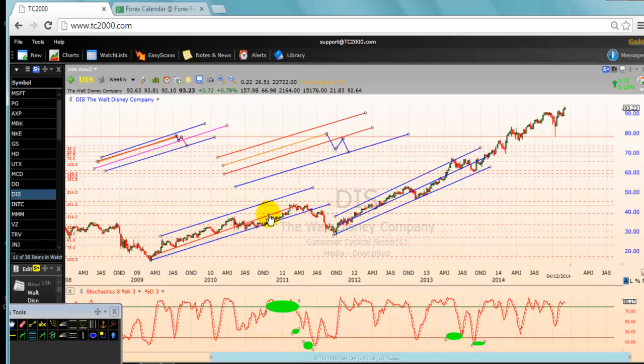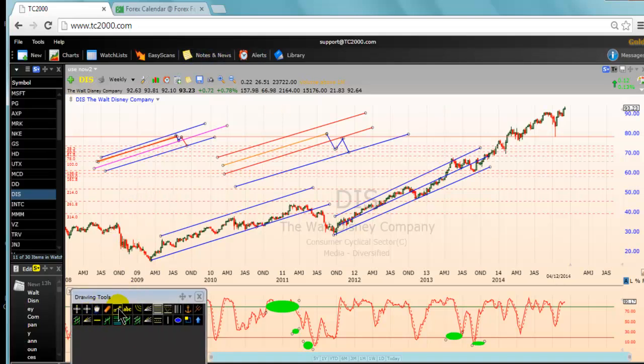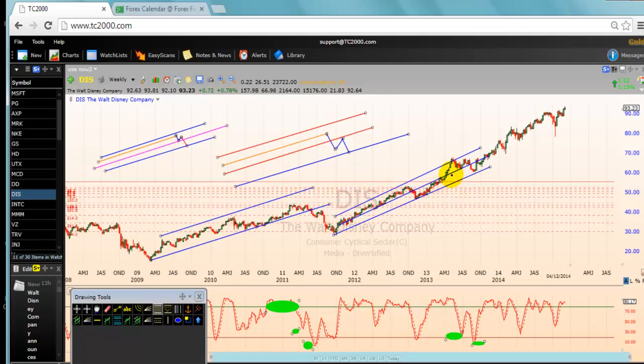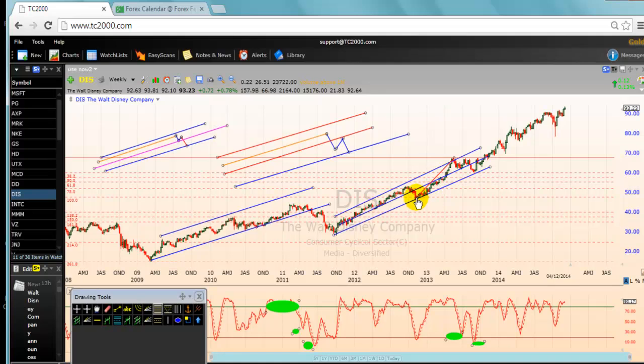Now, once we see that, the move has started here. Once the move is completed, we will use the Fibonacci retracement. So the move has started here, went all the way up here and pulled back.